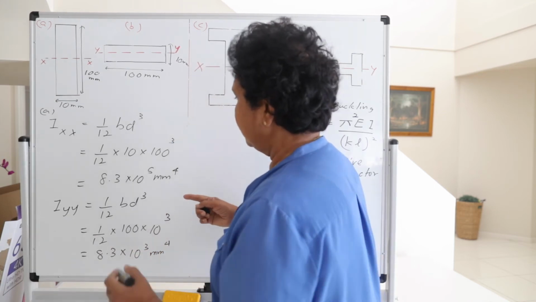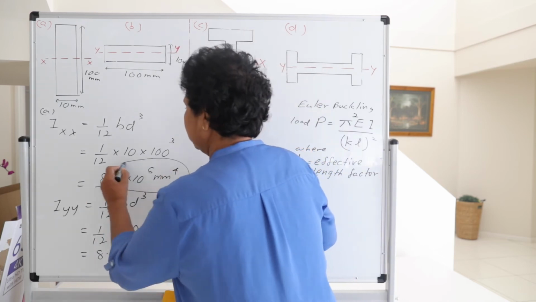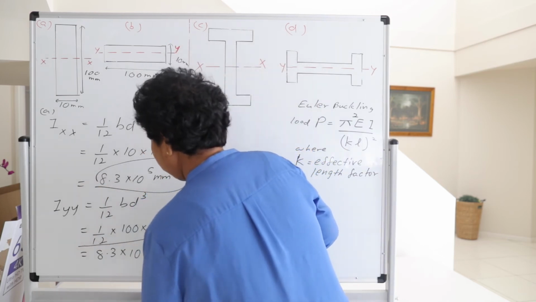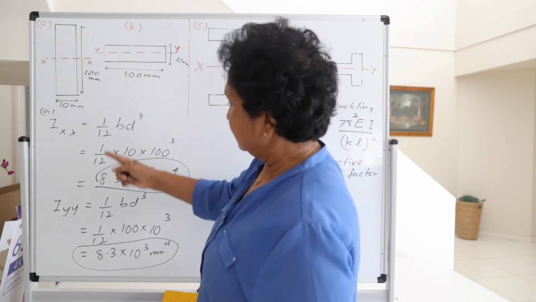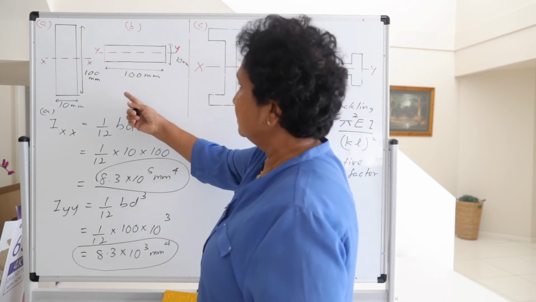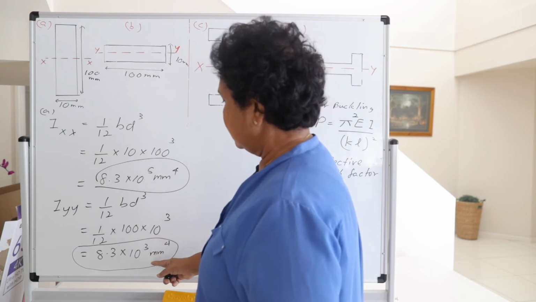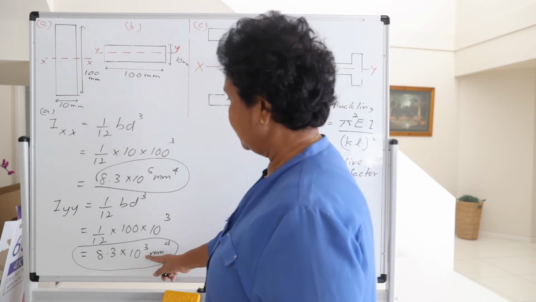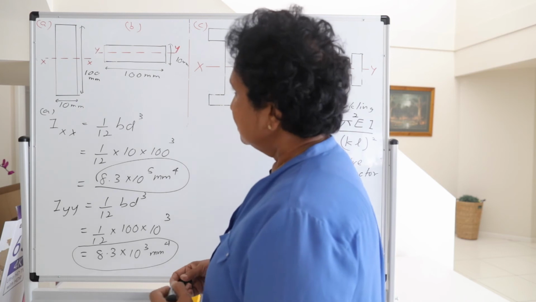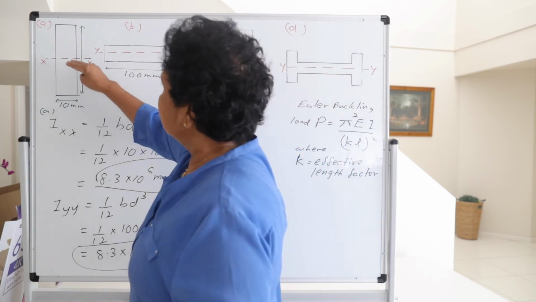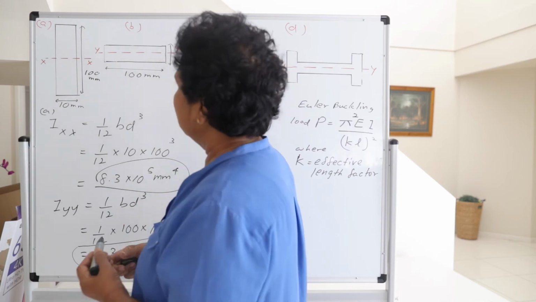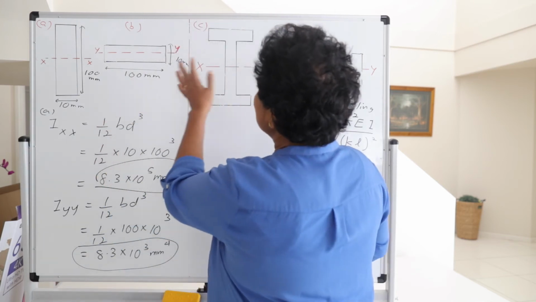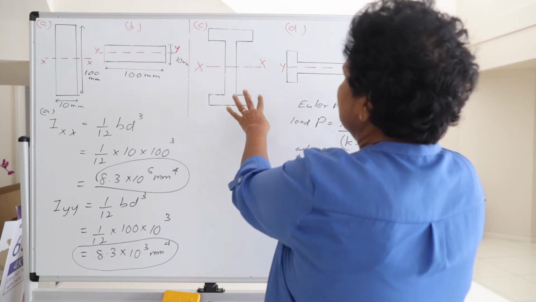So just compare these two values we got for Ixx and Iyy. You can see this Ixx is in this case 100 times more than this Iyy, 10 to the power 5 and 10 to the power 3. So you can see always this Ixx is the stronger axis and Iyy is the weaker axis. This is true for any other section.